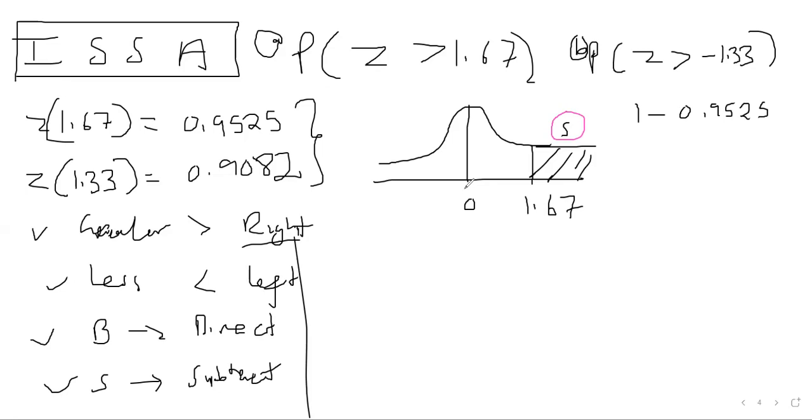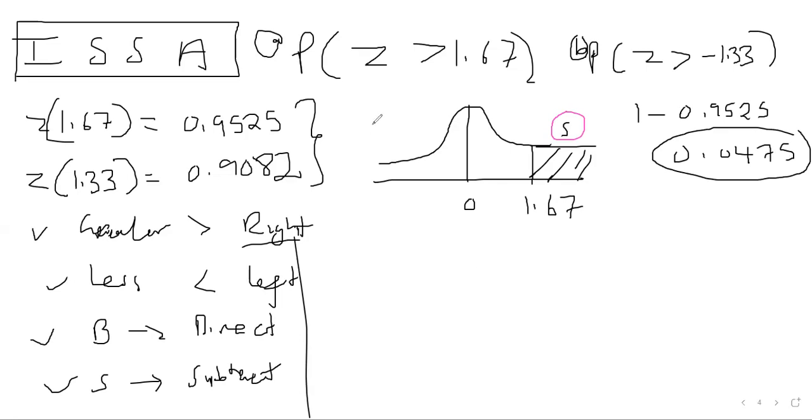1 minus 95.25, we're going to get 0.0475. This is a final probability, it's like a 4%. Okay.